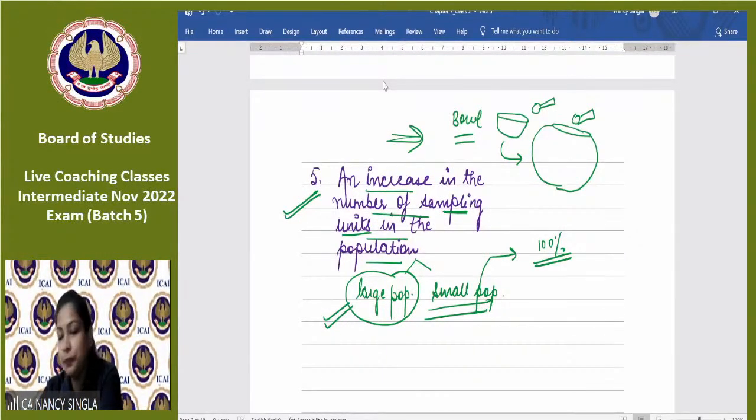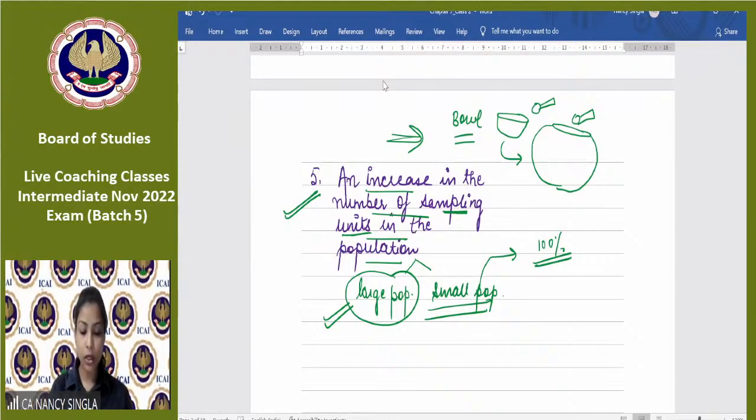Okay? Is it clear? So in a small population it is always advisable for the auditor to go for 100% checking and not to resort to audit sampling. With respect to a large population, the increase in the population is going to have a negligible or no effect on the sample size. Is it clear? Quickly tell me. I need answers. Is it clear? Many of you have answered all the 5 correctly.